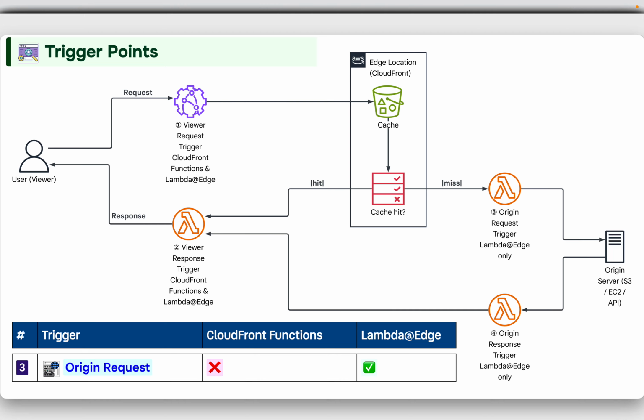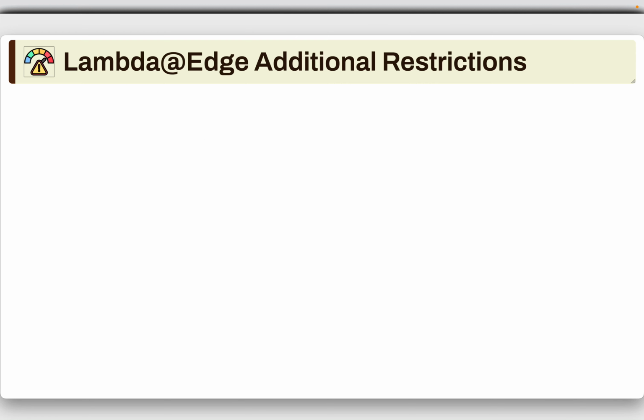Then origin request. This trigger fires only on a cache miss, before the request is sent to the backend origin. Only Lambda at Edge supports this trigger. And origin response. This trigger fires after the origin returns a response, before it is cached. So again, only Lambda at Edge supports this trigger, and CloudFront functions do not support this.